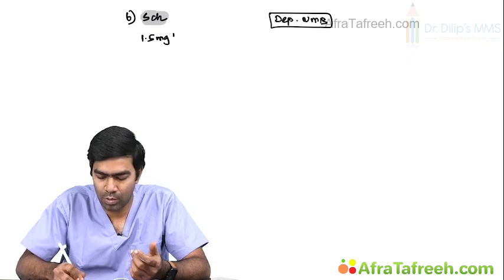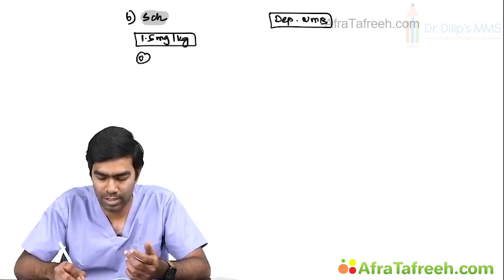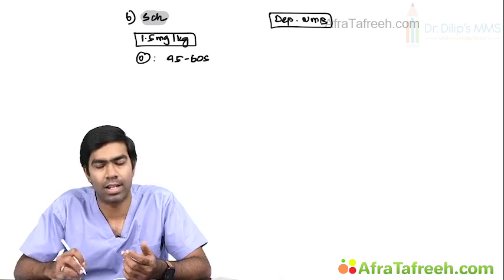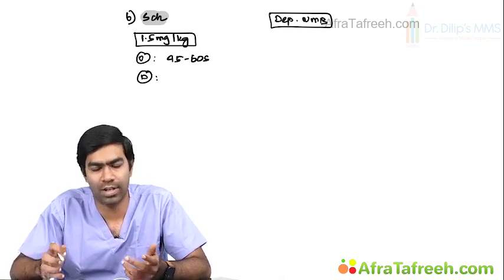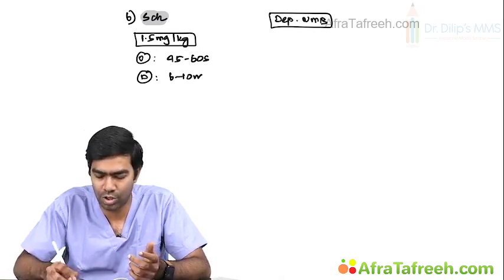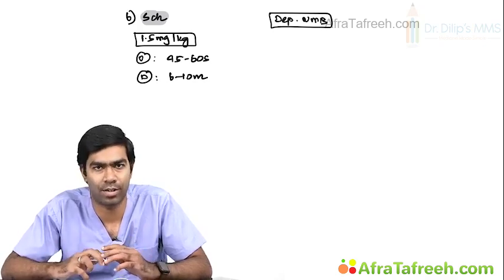It is approximately 1.5 milligram per kilogram, and the onset is very, very fast. It's going to act within 45 to 60 seconds. At the same time, the duration is also short. It's going to end very fast as well, acting only for a short duration of 6 to 10 minutes, which means it's a very, very ideal RSI drug.